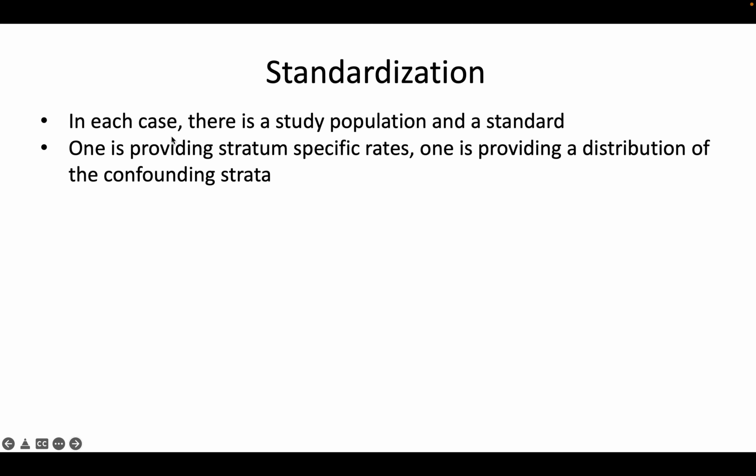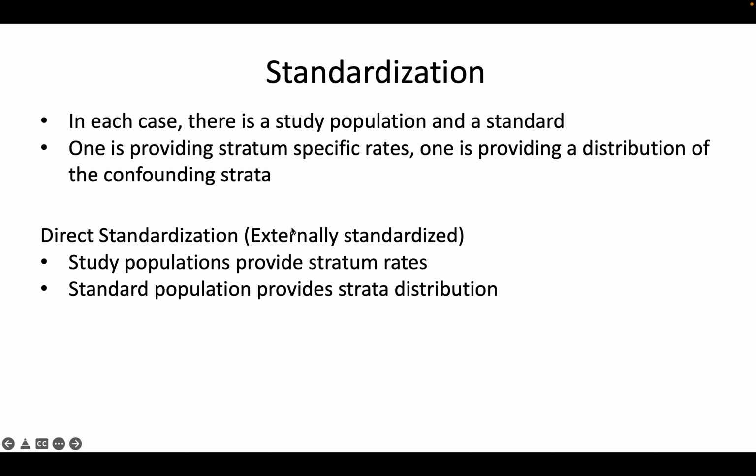So there's two ways of standardization I'm going to talk about. In both cases, you have a study population or study populations and a standard. And in both cases, one of these populations is providing the stratum-specific rates, so the rates stratified by age, and the other is providing the distribution of some confounder. So direct standardization, or external standardization, uses an external standard. Let's say we have two populations, like the developed country and the undeveloped country, that differ in their age structure. We could get a third population, and we could standardize the rates in these developed and undeveloped countries based on the confounder distribution in that standard population.